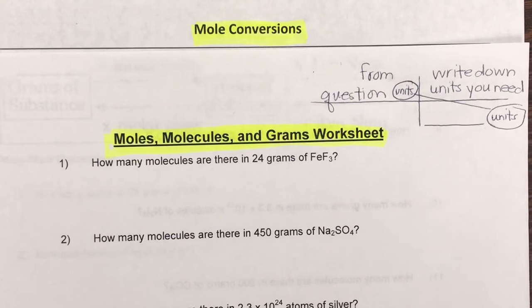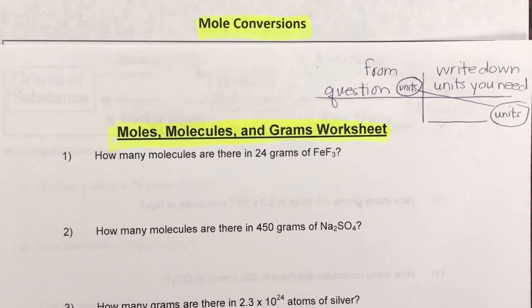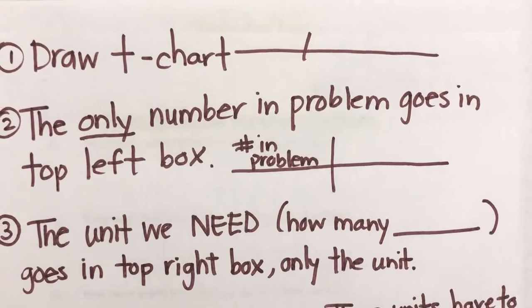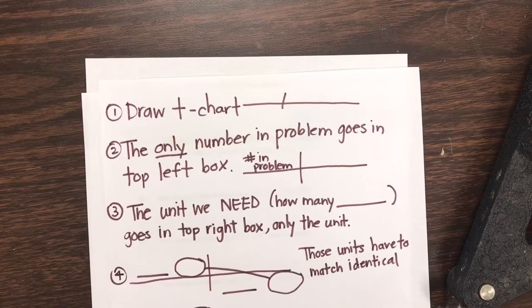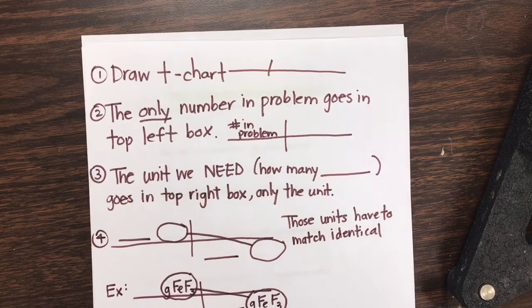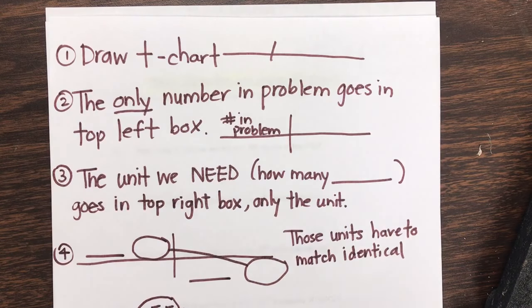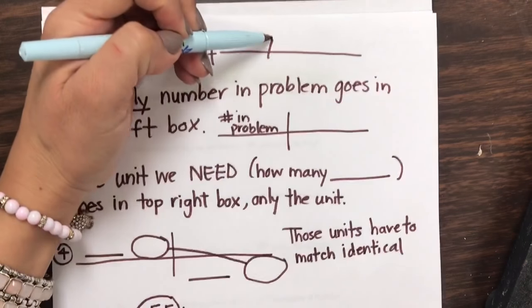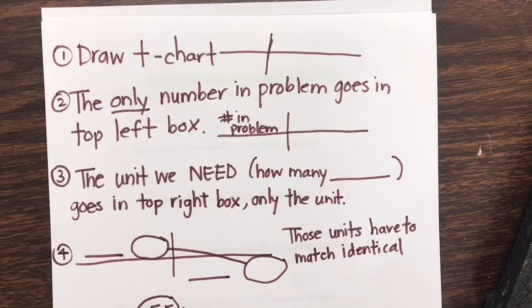So I'm going to walk you through how to do some of these if you're at home and you are just struggling with it. First, there are these step-by-step rules. And you can pause the video and write them down, okay? Step one is you're going to draw the T-chart. It's going to help you organize your data on what goes where.